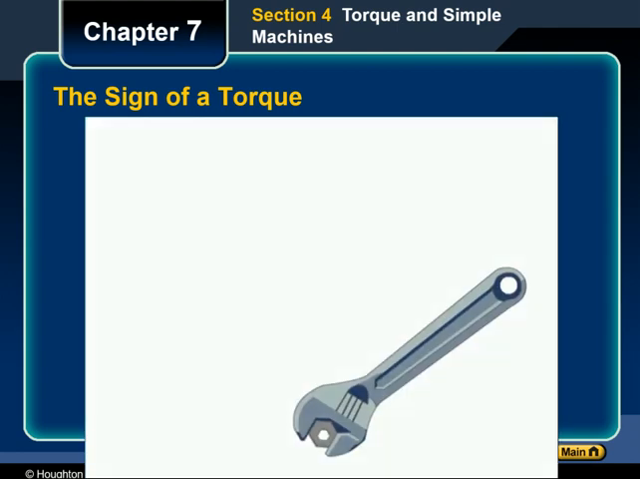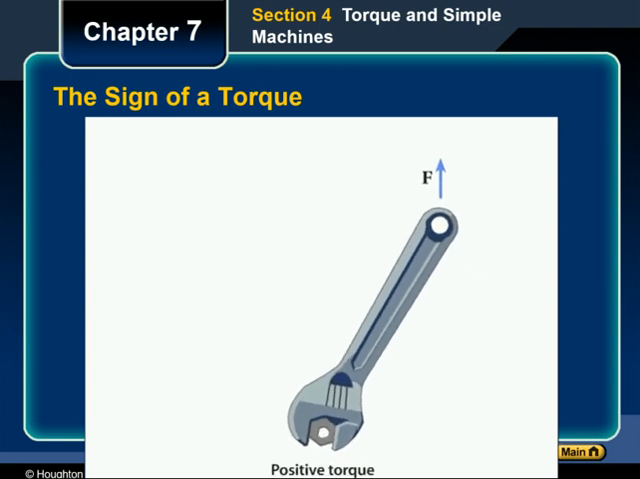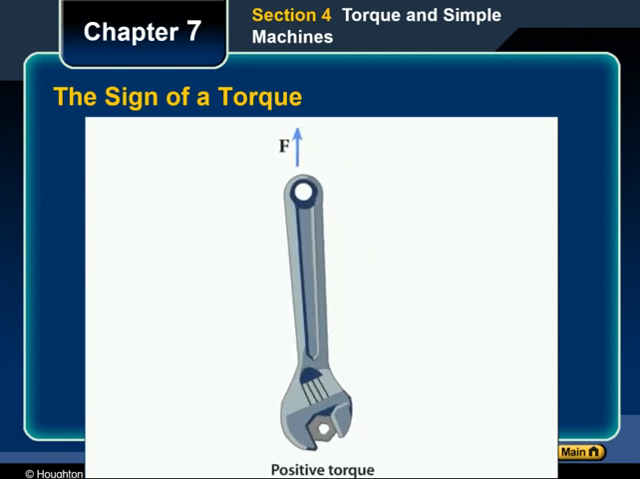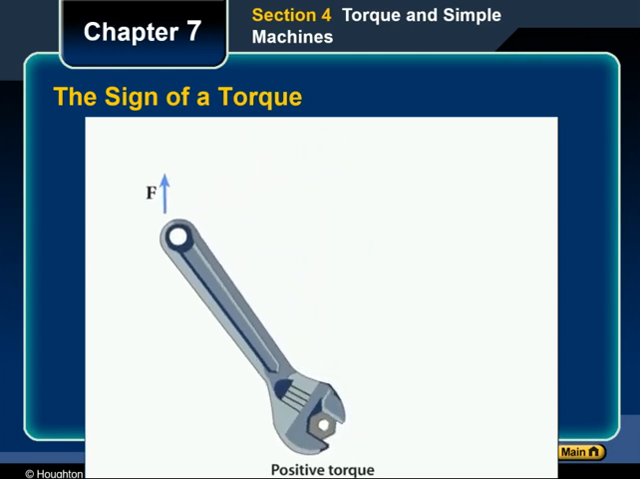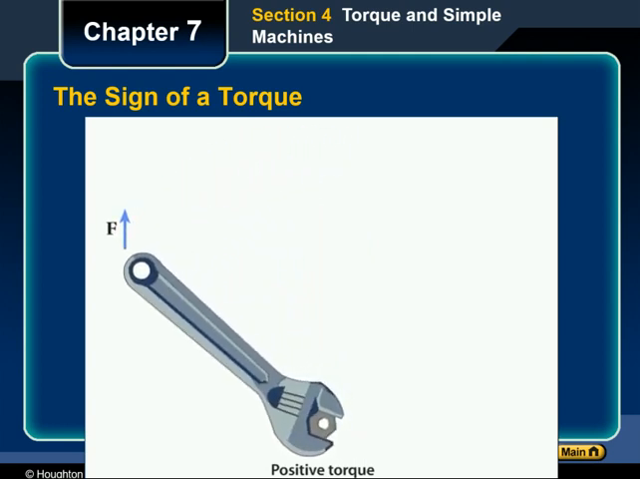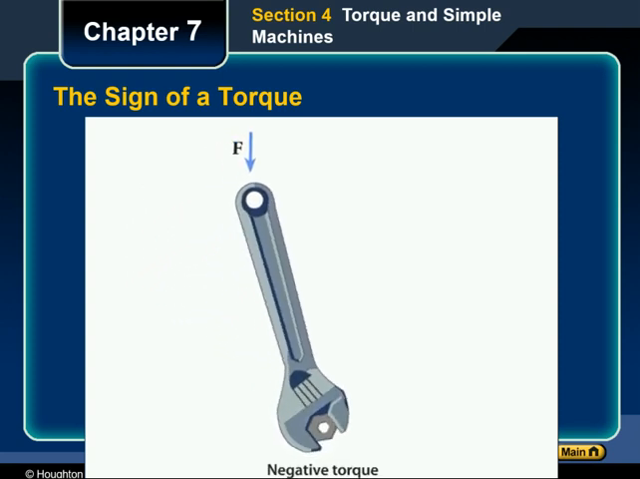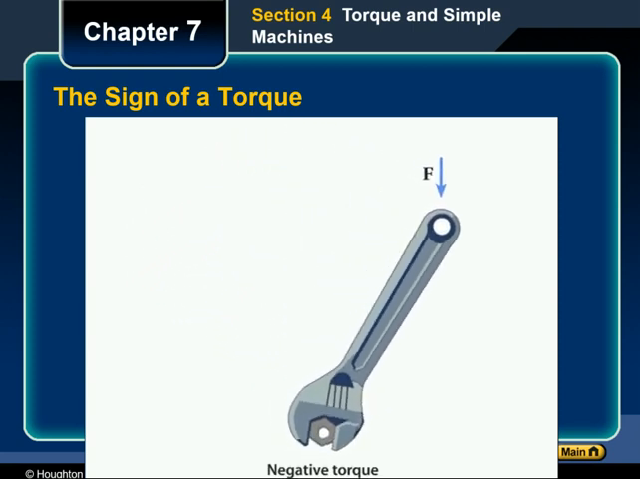Torque, like displacement and force, is a vector quantity. It has both magnitude and direction. However, if we assign a positive or a negative sign to the quantity of a torque to indicate its direction, we can treat torque as a scalar. The convention we will use is that the sign of the torque is positive if the applied force tends to cause a counterclockwise rotation. If the applied force rotates the object in the clockwise direction, the torque is negative.